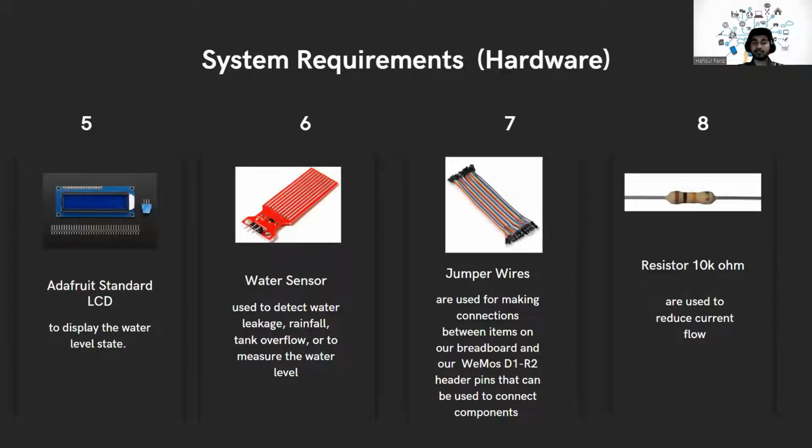So the next one is the water sensor. It is one of the most important elements in order to implement this project since it is a sensor that will detect the presence of water. Besides, we also use jumper wires in order to make connections between items on our breadboard and our main board, which is the Wemos D1R2, and we also use a 10k ohm resistor. It is to reduce the current flow.